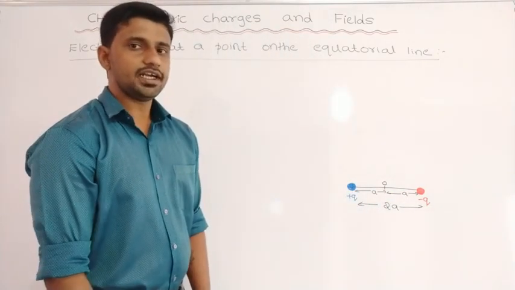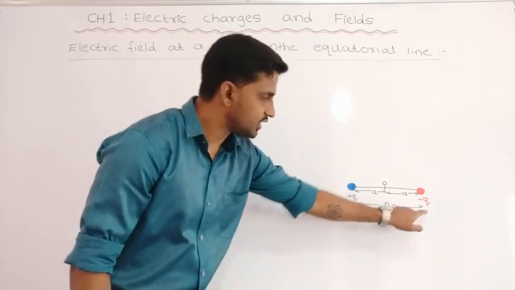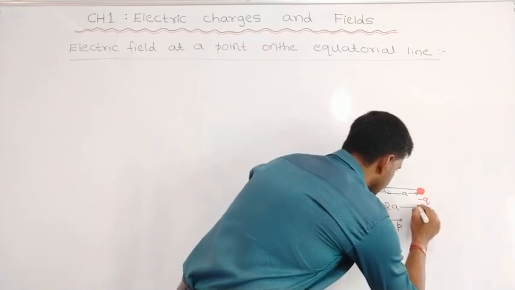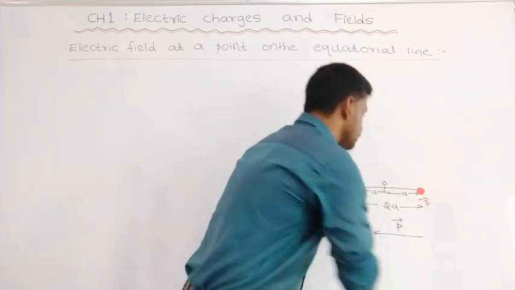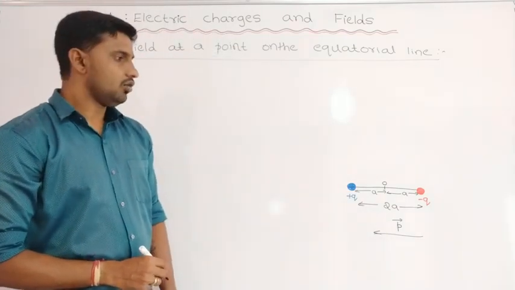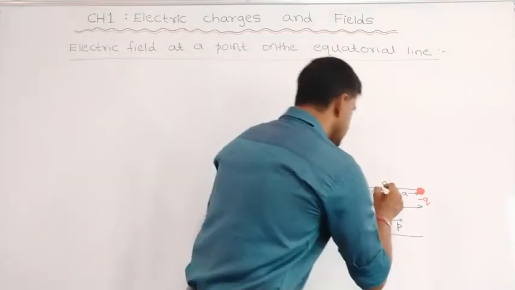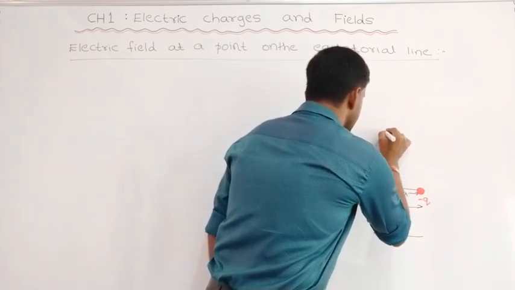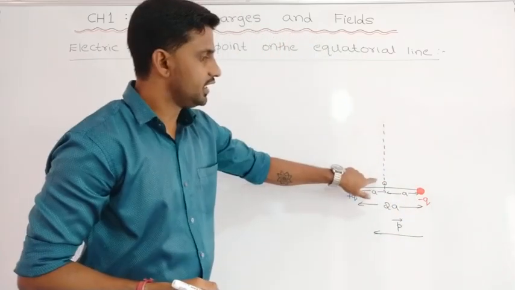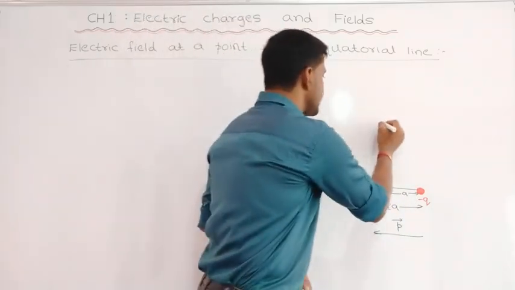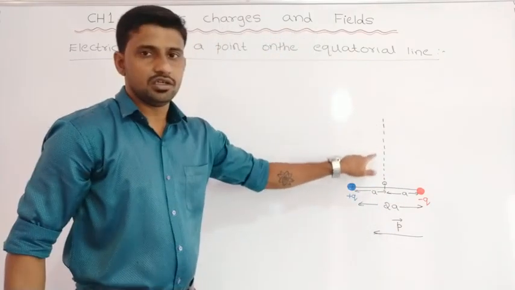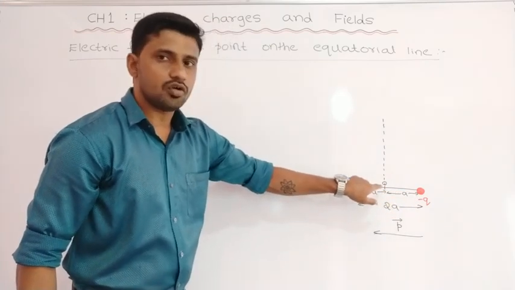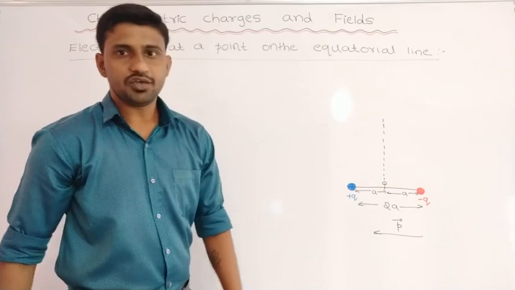And we know that the electric dipole moment direction is always from the negative charge to the positive charge. So the electric dipole moment can be represented as P vector, and its direction is always from the negative charge to the positive charge. Now I am drawing one line from the center of the electric dipole. This is a straight line which is perpendicular to the electric dipole axis and drawn from the center of the electric dipole. That line is called an equatorial line.